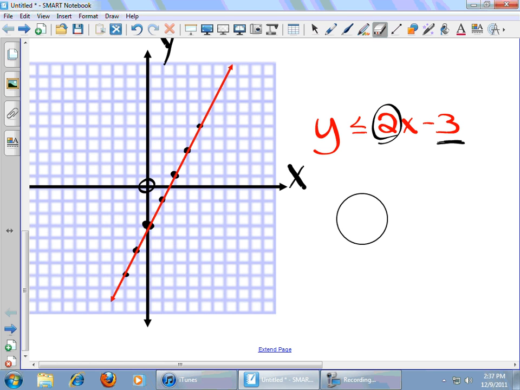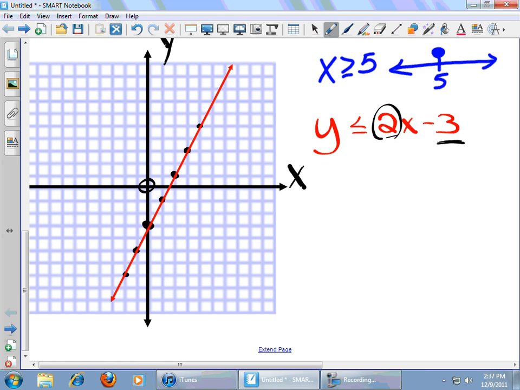That means that there are going to be more points involved in my answer than just the ones on the line. Just like if I had x greater than or equal to 5, I would draw a little number line. I'd put a 5 there. I'd include 5 in my answer, and then I would shade to where all the solutions are, all the numbers greater than 5, right? It's very similar in a problem like this. I'm going to have many more points that are part of the solution than just the ones on the line. Where do those points lie? Well, I'm going to do some shading. Where am I going to shade?